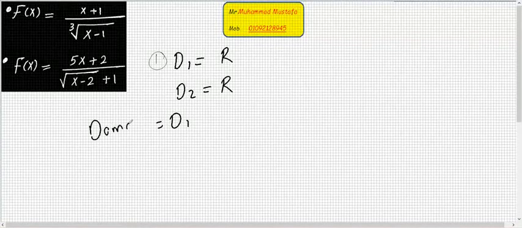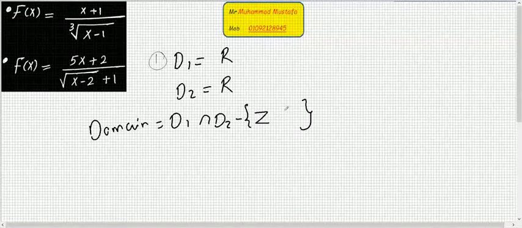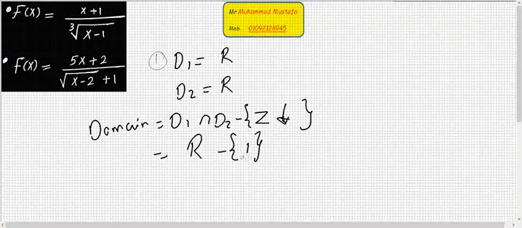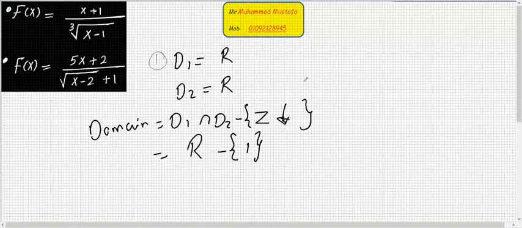To find the domain, D1 intersection D2, minus the set of zeros of the denominator. D1 intersection D2 is R intersection R, which equals R. For the set of zeros of the denominator, the denominator equals 0 at x equal 1. If we substitute x by 1, we get 1 minus 1 equals 0. Then the domain is R minus 1, because 1 is a zero of the denominator. The denominator equals 0 at x equals 1.